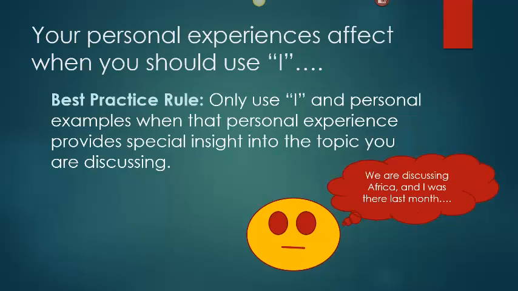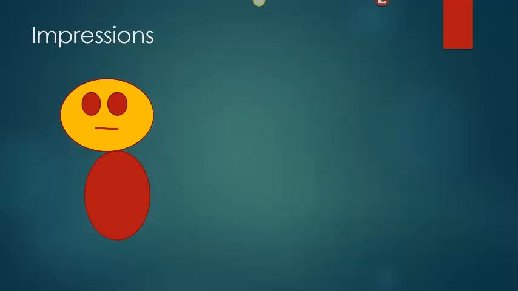So here are some examples that we're going to go into, but before we address these examples, let's talk about the use of I or me in your text. The best practice rule here is only use I and personal examples when that personal experience provides some special insight into the topic you're discussing. So, if you are thinking to yourself, we're discussing Africa and I was there last month, then yes, bring in that as an example. When I visited Africa in May, this happened.